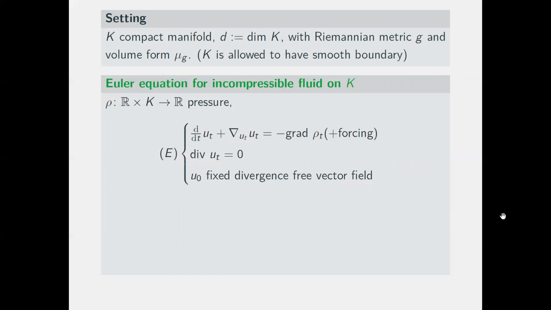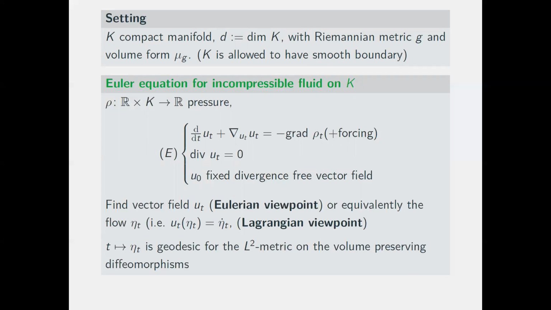Now, instead of searching for the vector field u_t, which would be the Eulerian point of view for Euler's equation, we can switch to the Lagrangian point of view, and instead of solving for u_t, we can solve for its flow. So eta_t is again something which eats two variables, time and spatial variables. And if we are not evaluating the spatial variable, we can think of eta_t for some fixed time as a diffeomorphism on the underlying manifold.